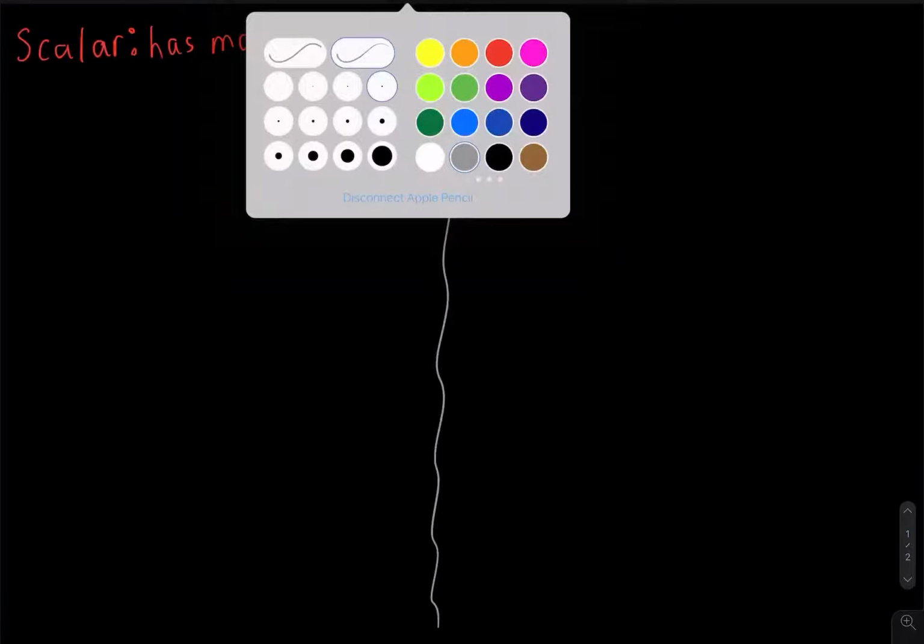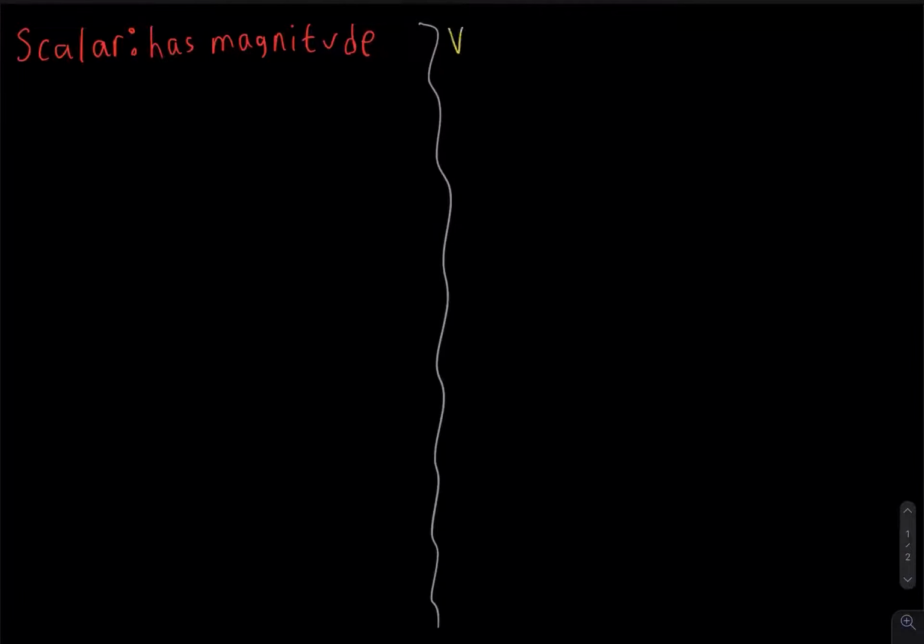But then we also have vector quantities. So what is a vector? A vector, in essence, does have magnitude. So it still has magnitude, but it also has a direction attached to it.